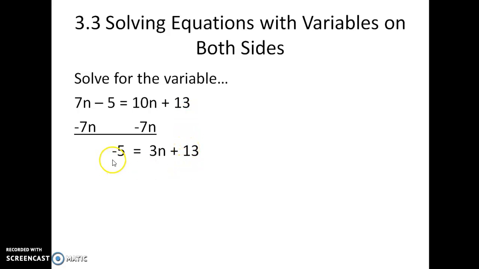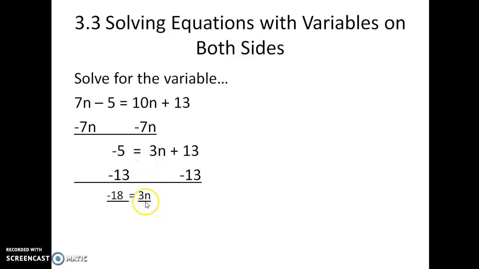Now we're back in business. This is our 2-step equation that we've been so used to seeing. What I want to do now is bring this 13 over to the left side. The opposite of adding 13 is subtracting 13, so we subtract 13 on both sides. That gives us negative 18 on this side. Negative 5 minus 13 is really saying negative 5 plus a negative 13. They're the same sign, so we add them together and keep the sign.